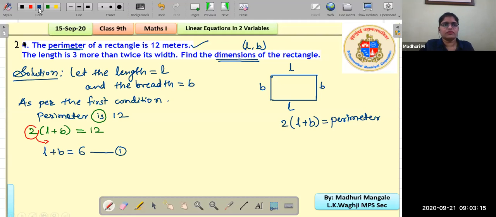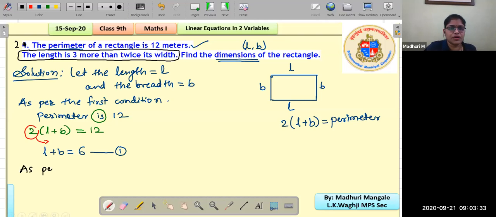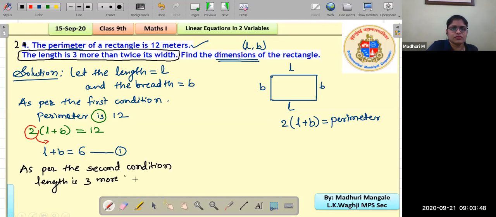Now, next, we will look at the second equation or the second condition. What is the second condition? The length is 3 more than twice its width. So we write it out as per the second condition. It says length is 3 more than twice width. Width is the same as breadth. It is just another word that is used instead of breadth.